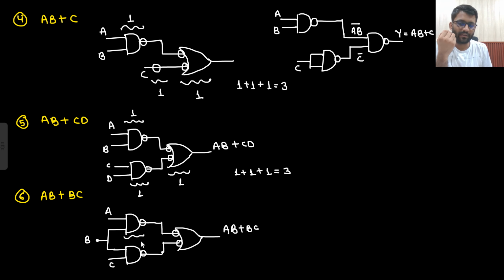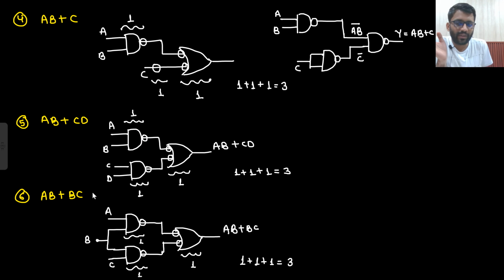So 1, 1 and 1. Answer will be 3. AB plus BC. Answer will be 3. Let's take more examples. AB plus BC plus CD. Now my target will be to take something common. Here I can see something common will come. Here also I could have seen that something common can come. If I take B as common, then A plus C would come.